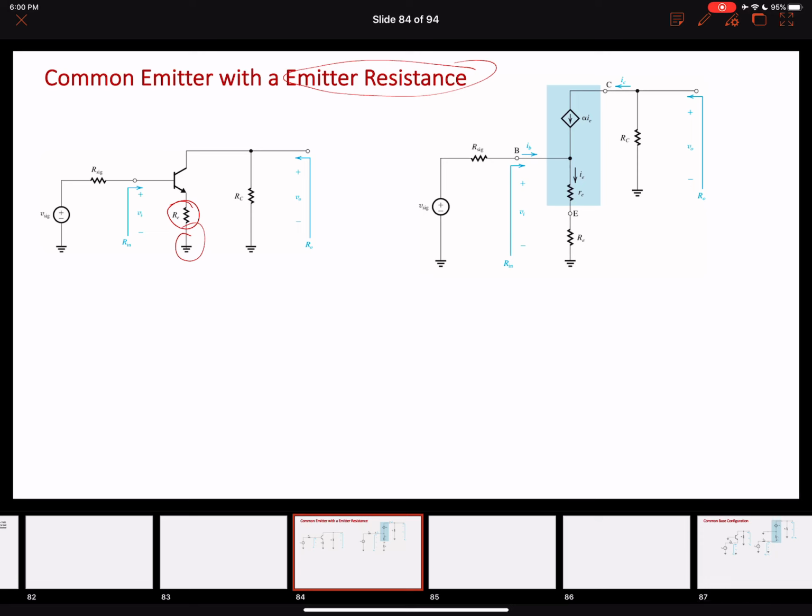Okay, well, most of the other things are the same, right? We have RC resistance attached at the output. This is our input resistance, this is our output resistance. So let's make an equivalent circuit model.